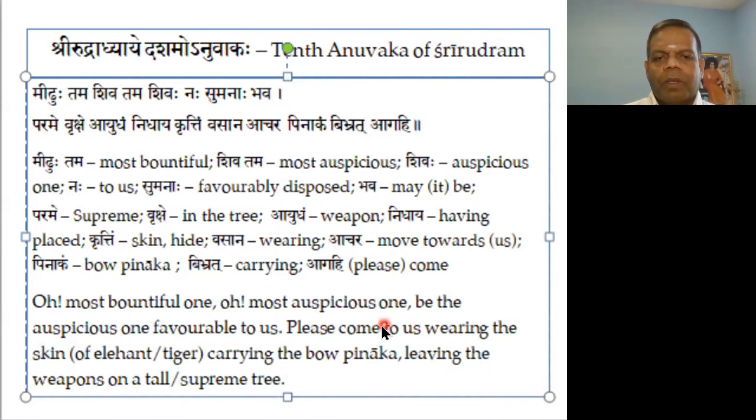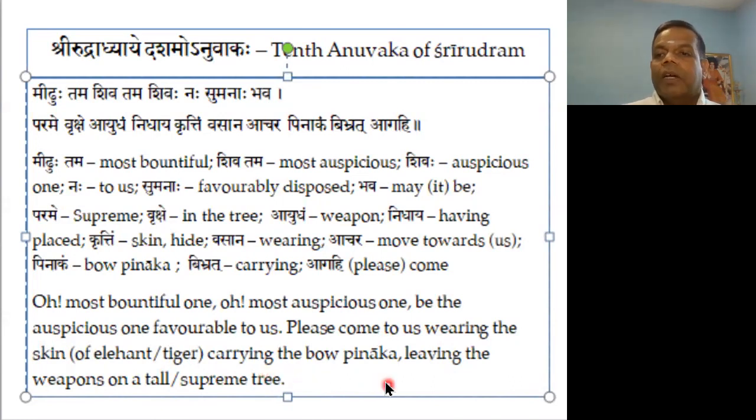Then we are explaining how the Lord Supreme One has to be favorable. Please come to us, Achara. Kritim Vasana. Wearing the skin of elephant or tiger. Because different commentators have given two meanings: wearing the elephant skin and come, wearing the tiger skin and come. But Kritim just means animal skin.